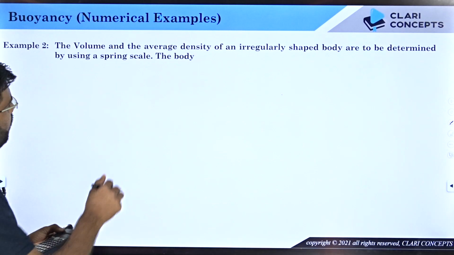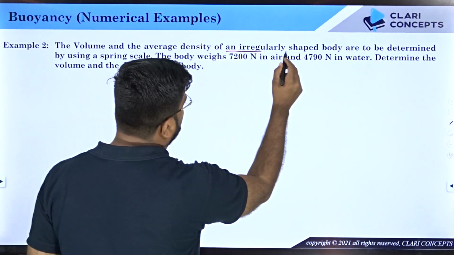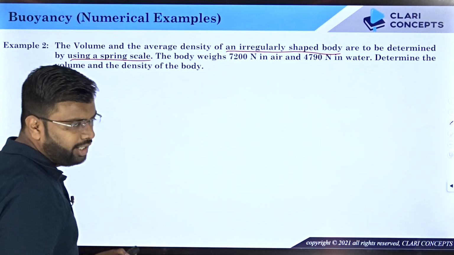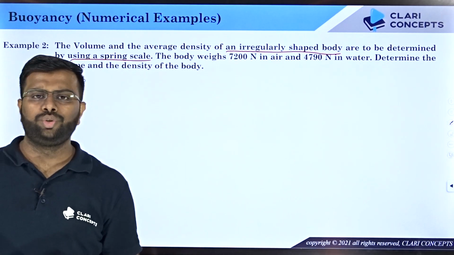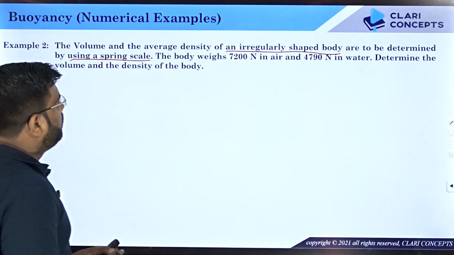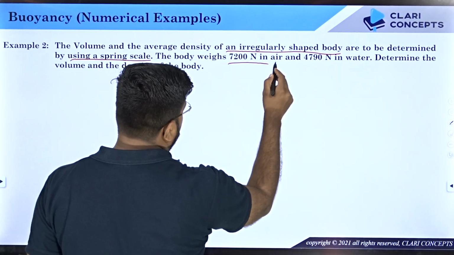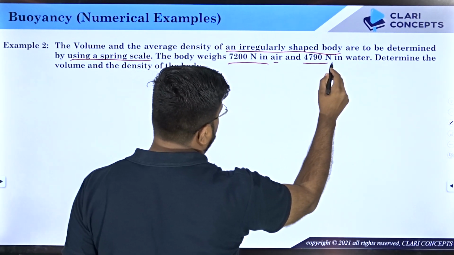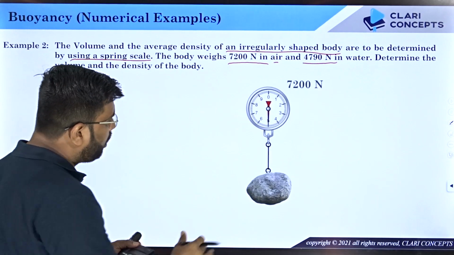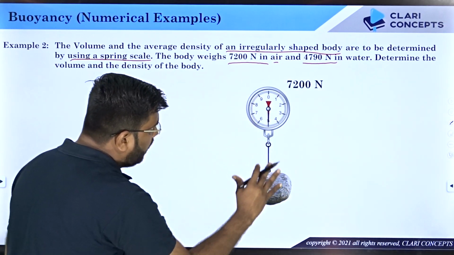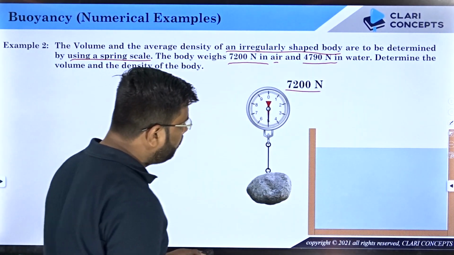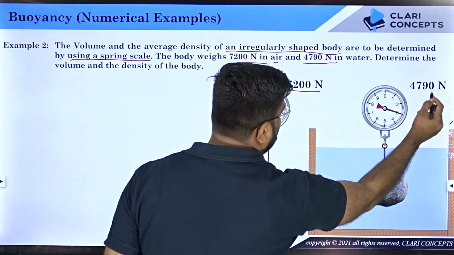The volume and the average density of an irregular shaped body are to be determined by using a spring balance or spring scale. Buoyancy can also be used to calculate the volume or density of an irregular body. The body weighs 7,200 newtons in air and 4,790 newtons in water. Determine the volume and density of the body. So for the irregular shaped body, in air it gives 7,200 newtons, and in water it gives a value of 4,790 newtons.